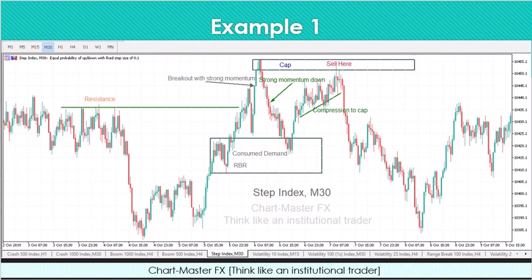Anything that you are trading, you can apply this concept, because this is purely market structure. It's all about the market structure, guys. So you can apply it wherever you want to apply it. So here, guys, we're on step index M30. We can see here that we have a major resistance of almost 1, 2, 3, 4 touches.